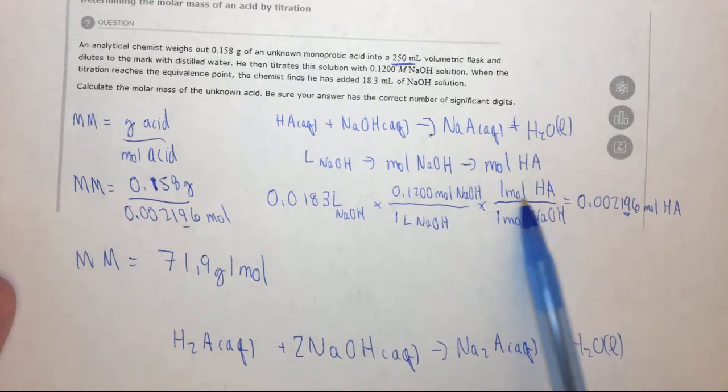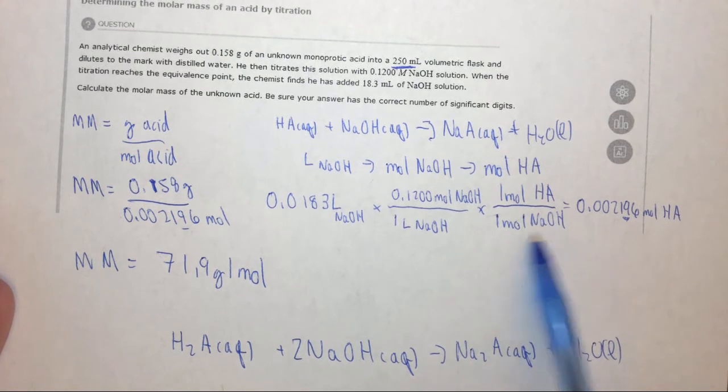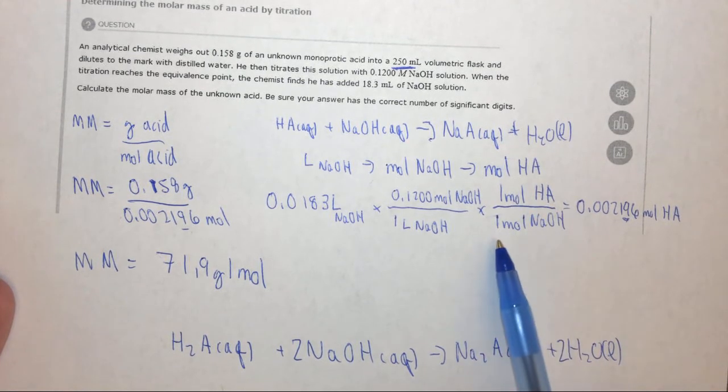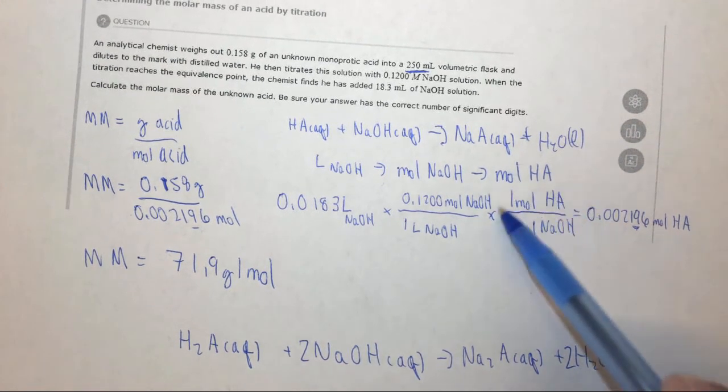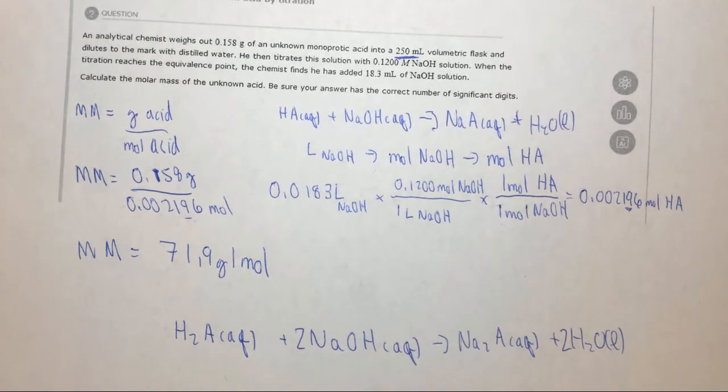If it was a triprotic acid, it would be H3A, and we would have 1 mole of H3A and 3 moles of NaOH, and we'd make 3 water molecules. So if you get a different amount of protons on the acid, you do have to change your balanced chemical equation, which will change this conversion factor.